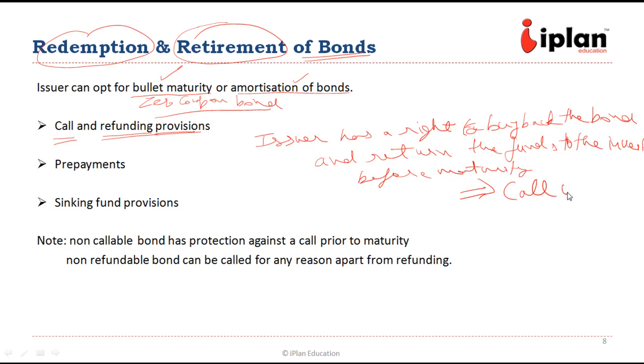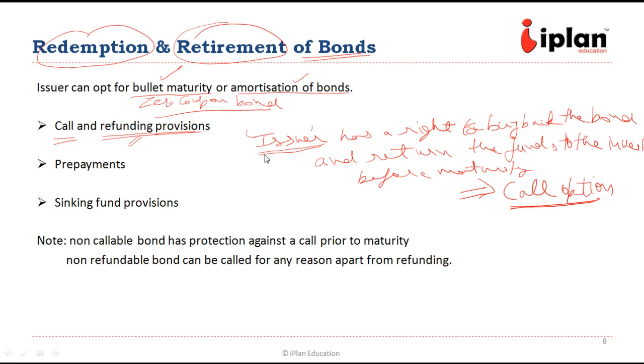We call it a call option. The issuer has the right to call the bond, or to buy back the bond and return the funds to the investor. As we see, this call option has a lot of value for the issuer since it provides flexibility to the issuer, but it is a negative case for the investor. So that is why callable bonds are cheaper than other bonds to the investors, since that option price is adjusted. Similarly, there could be a refunding option.